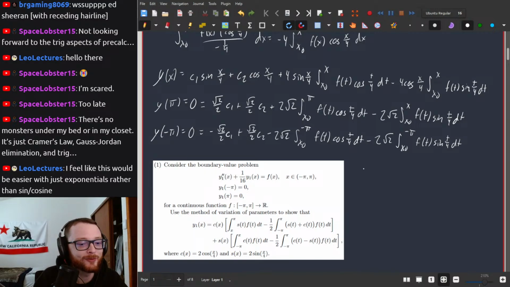Easier with exponentials than sine and cosine. Maybe. We do have to get the final result in sine and cosine. I wouldn't be opposed to doing exponentials. I don't necessarily see the benefit right now, though.